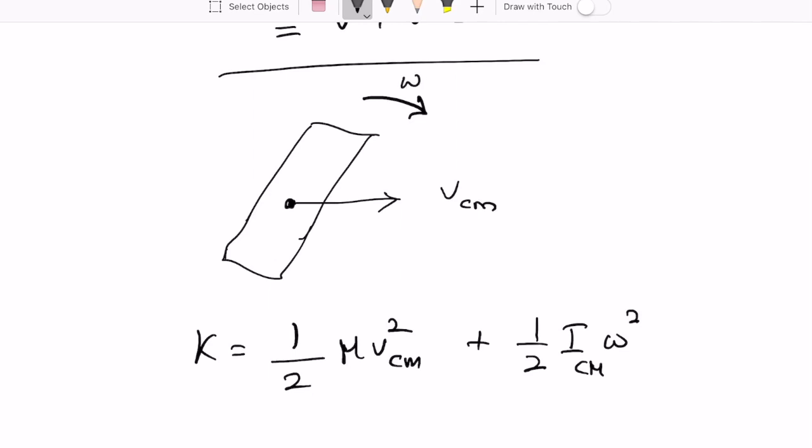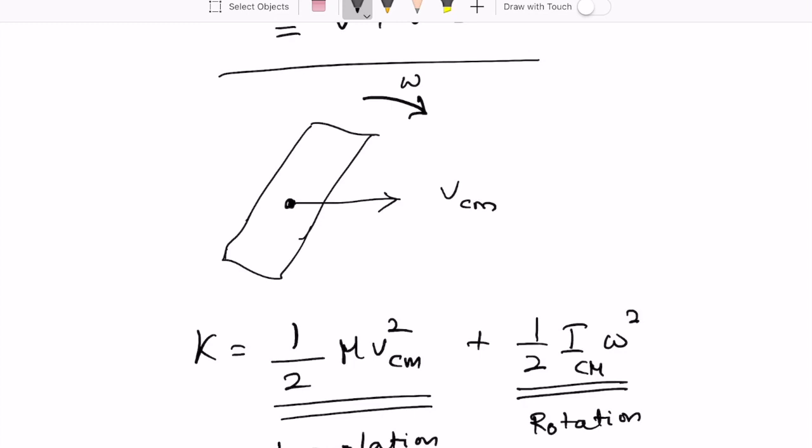So the formula for the total kinetic energy of an object that's executing translational and rotational motion: the kinetic energy has two parts. One is the translational part, that's due to translation, and that is exactly what you would expect for a point mass m moving with velocity vcm. So it's half m vcm square. And then you have a part that is due to rotation. So this is called translational KE, and this is called rotational KE.